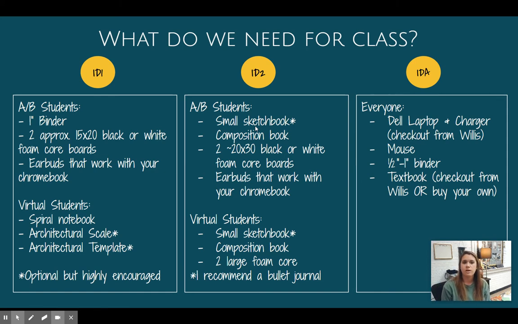So a small sketchbook, a composition book, which we are all familiar with because you've all taken my class already, and that's this thing. You're going to need 2 big black or white foam cores, full size 20 by 30s, and earbuds that work with your Chromebook. That's if you are in person. Virtuals, also small sketchbook and composition book and the 2 large foam core. So just not the earbuds.